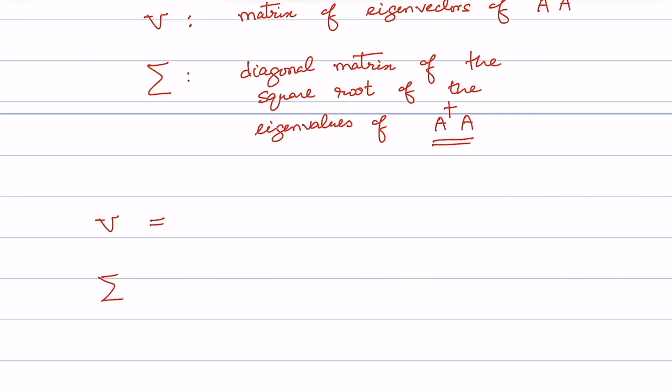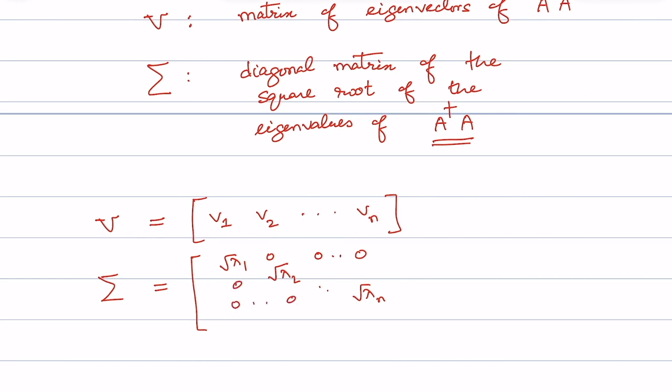So that means, how can we find V and capital sigma? V is going to be from the eigenvectors of the matrix A dagger A. So its orthonormal vectors would be, say, V1, V2, up to Vn. And this capital sigma is going to have the elements, say, square root of lambda 1, square root of lambda 2, up to square root of lambda n in the main diagonal. We'll do some examples also to understand the whole thing later on. So this is what you are going to get.